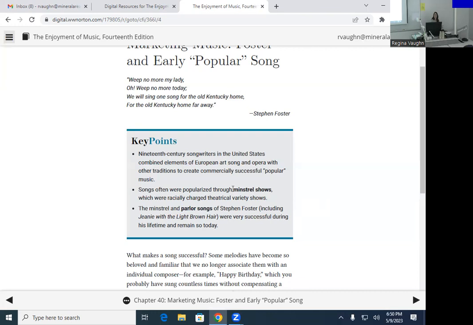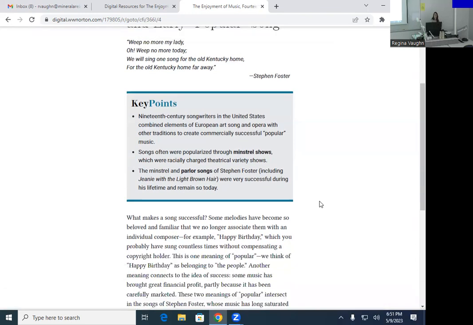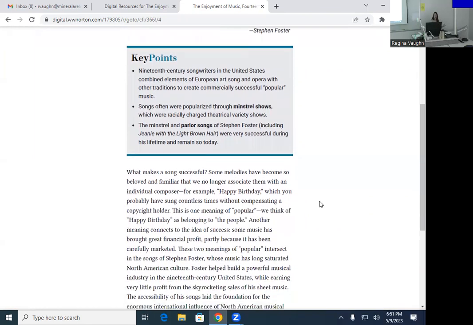His songs were often popularized through minstrel shows, which were a racially charged theatrical variety show. Performers often would put on blackface, which is really frowned upon today, but at the time was considered, you know, funny. It's not really that funny. They would be caricatures of African-American people, and they would make fun of African-American people by their actions and the songs that they sang.